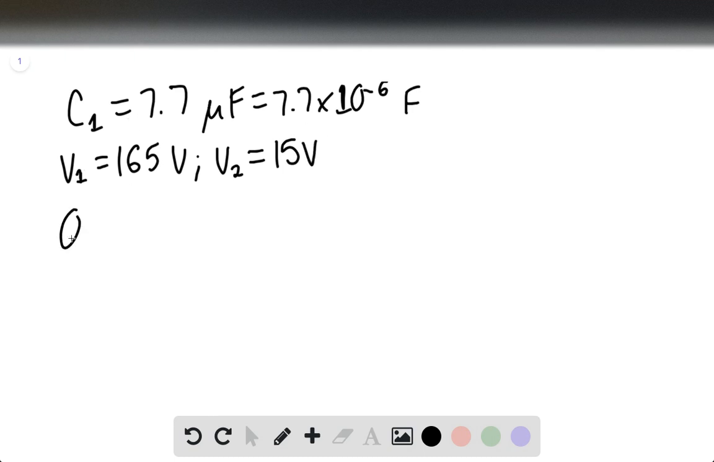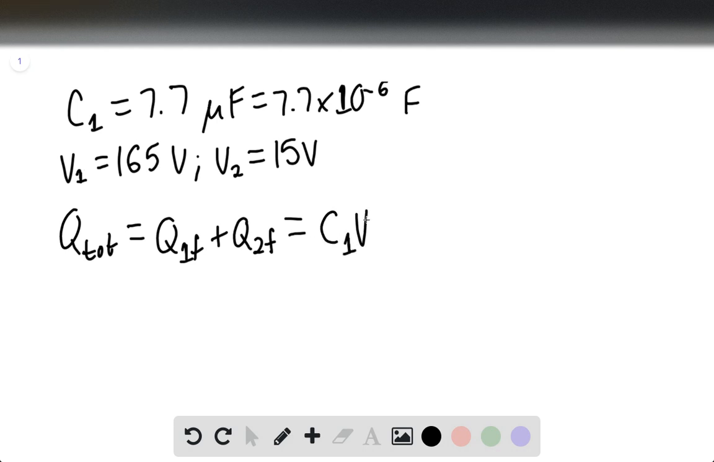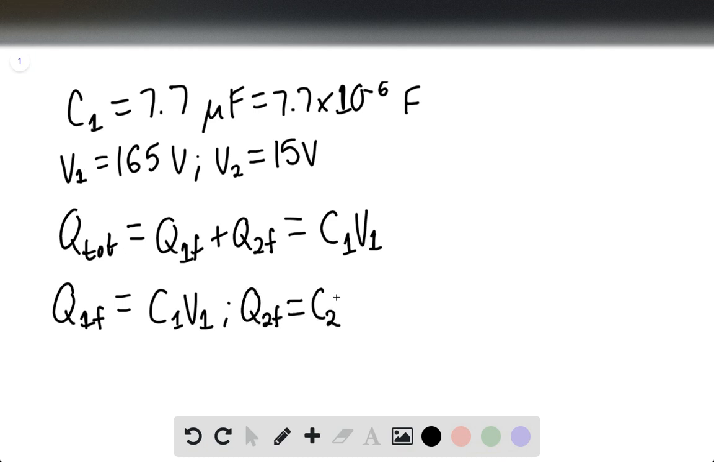So we know that Q total is going to be equal to Q1F plus Q2F. And this will equal C1V1. Now at this point, after the first capacitor is disconnected from the battery, the charge is going to be constant. So the voltage across each capacitor must be the same when they're connected. So Q sub 1F would equal C sub 1 V sub 1. And then Q sub 2F would equal C sub 2 V sub 2.